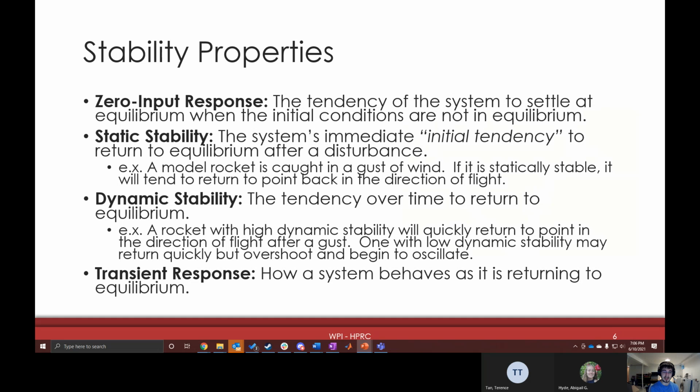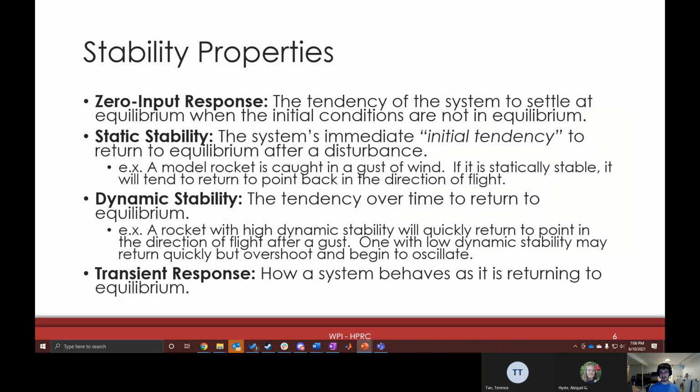Static stability is the system's immediate tendency to return to equilibrium after a disturbance. To use a model rocket example, if a model rocket is caught in a gust of wind and it is statically stable, which I sure hope you're flying it statically stable, it will tend to point back in the direction of flight. That's one of the reasons we design our rockets to have a reasonably high stability so that they fly in the direction they're supposed to.